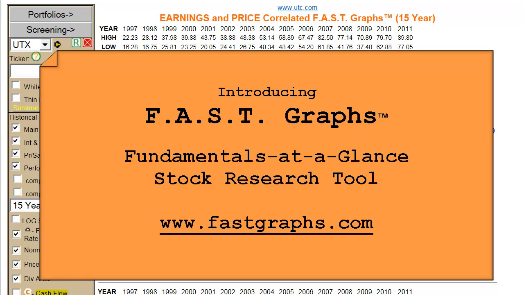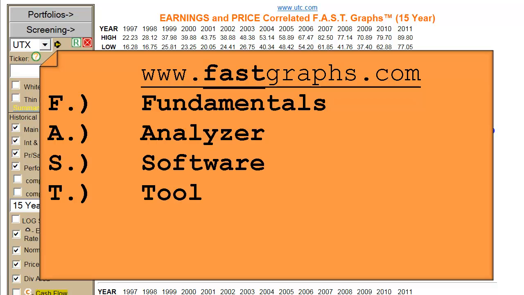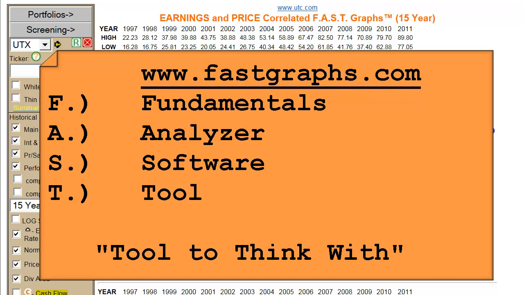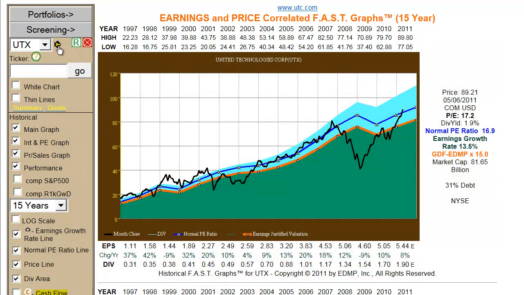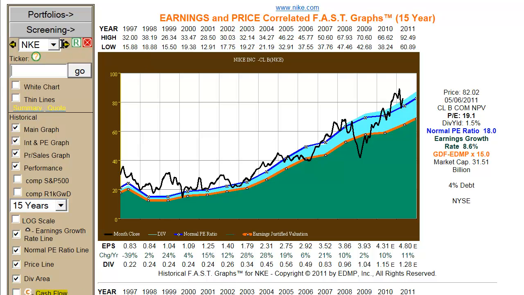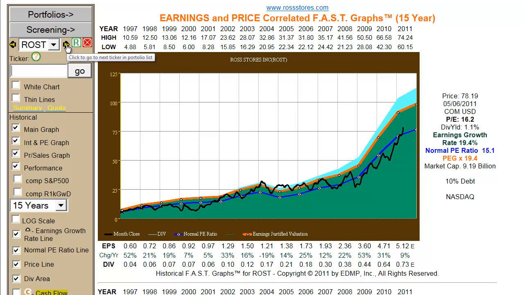It is our pleasure to introduce you to F.A.S.T Graphs, a stock research tool with a focus on fundamentals. F.A.S.T is an acronym for Fundamentals Analyzer Software Tool, which is offered to provide investors an efficient and powerful investing tool to think with. With F.A.S.T Graphs, the user can create a picture of essential fundamentals at a glance in an instant on any of more than 16,000 available symbols. What F.A.S.T Graphs can accomplish in split seconds would take the same investors hours of tedious research and effort.